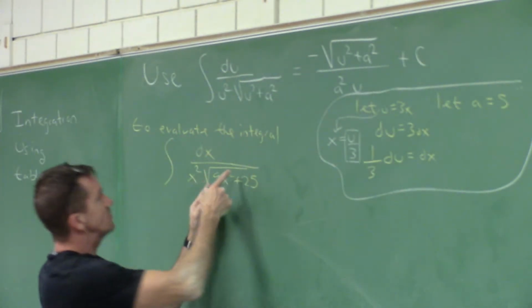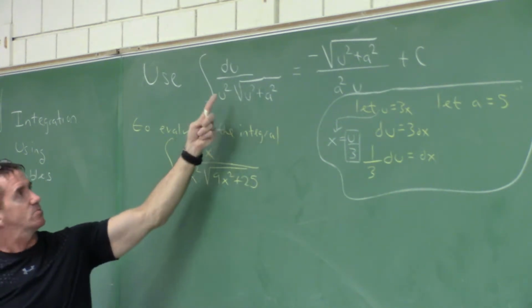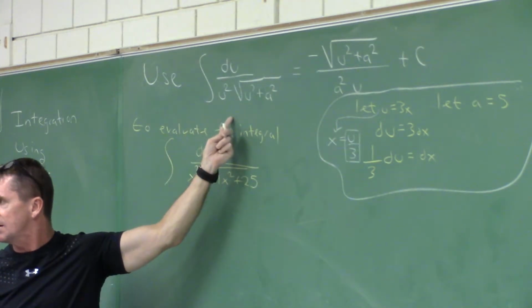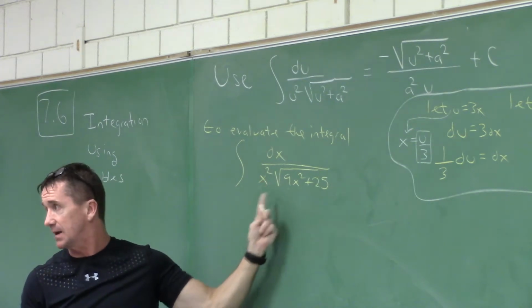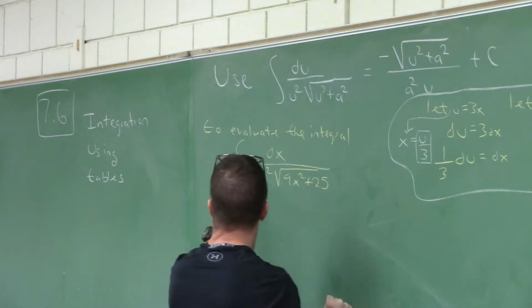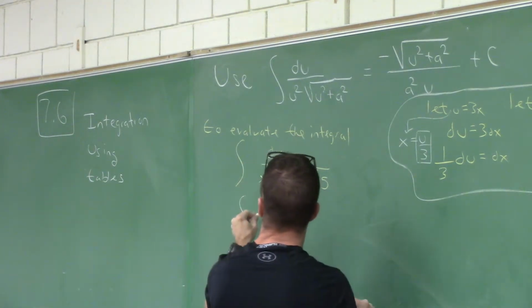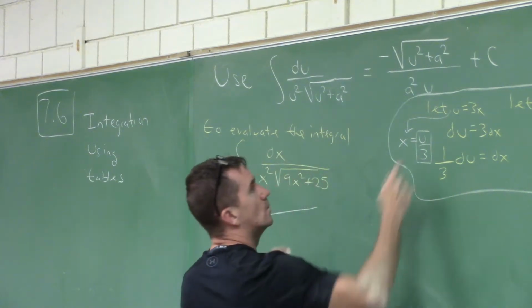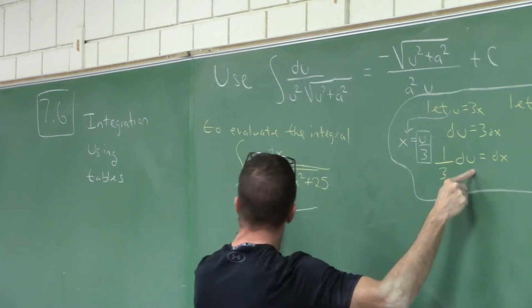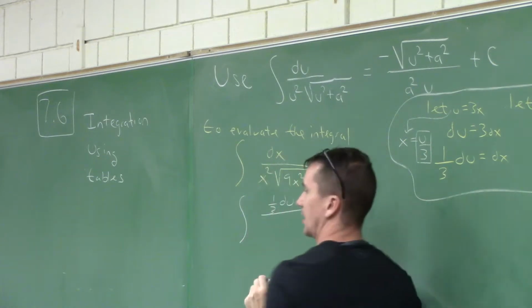See how it was almost close? But these were not the same earlier. Does everyone see that? We're now going to make these be the same. We're going to make them be u's. All right, so here I go. What replaces dx? 1/3 du. I'll write it like that first so people know I put it there.